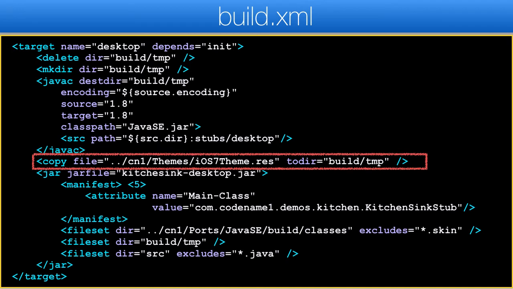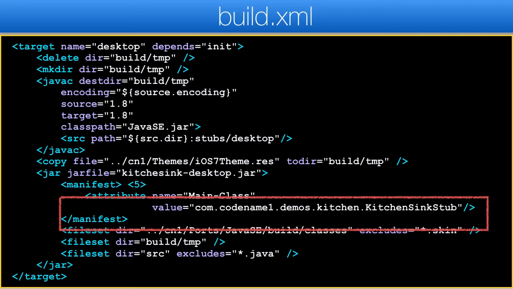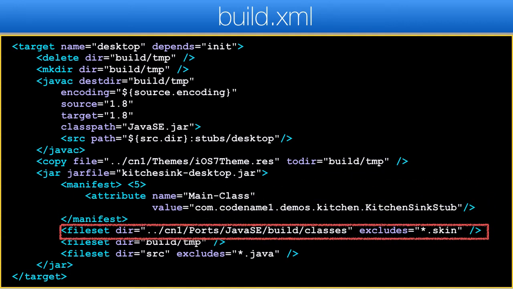We copy the theme from the Codename 1 repo, so the native theme will look like iOS. The final step is the executable jar generation. For a jar to be executable, we need the main class in the manifest, which I define here. We need three things in the jar. First, we need the contents of Java SE port, which is already available in the CN1 project.